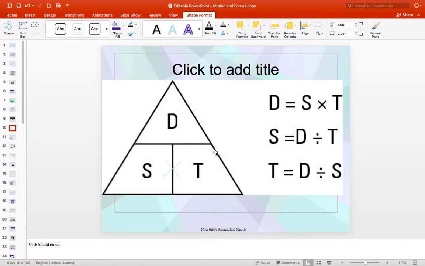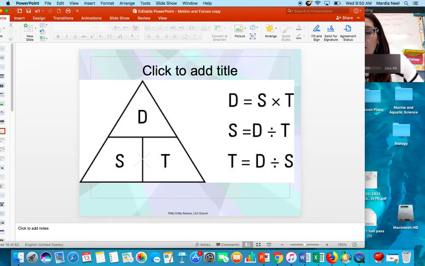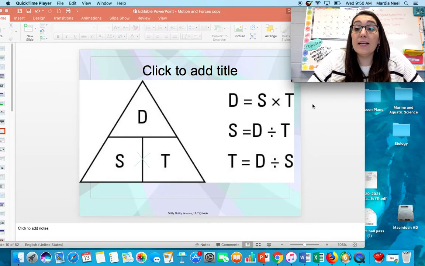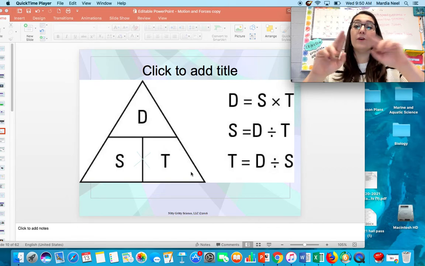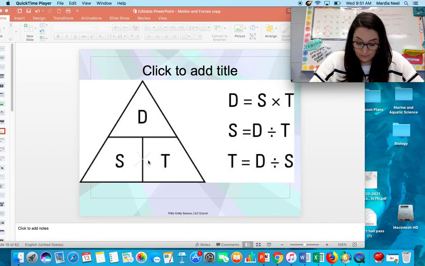So instead of having to come up with those formulas each time and think about plugging in the numbers and doing more math, it makes it a lot easier for us if we can just remember this triangle, and then we can just cover up what we're looking for, and it's simple multiplication or division, and we're not getting into algebraic equations. So let's look at some examples.